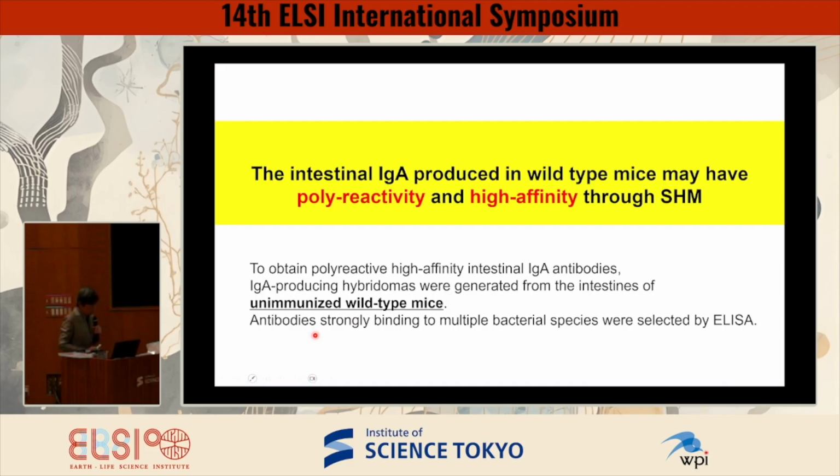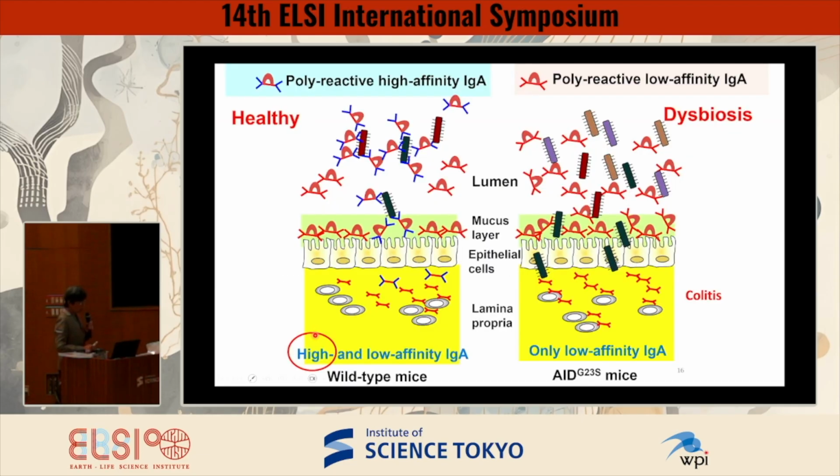So from this, I thought that if I develop an IgA antibody, I need a polyreactive and also high affinity antibody through somatic hypermutation. So my idea is summarized here. The wild type has high affinity mutated blue IgA, a good antibody, together with low affinity IgA antibody. Then these good antibodies can trap the harmful bacteria. And so this is a healthy condition.